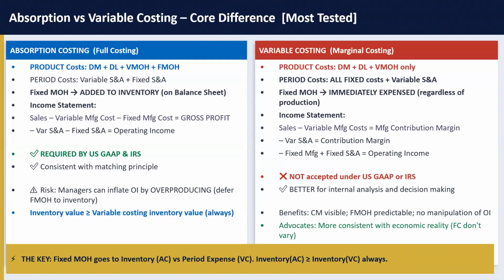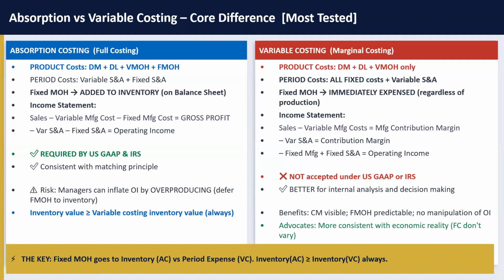Now when it comes to income statement, in absorption costing, you will calculate it as sales minus variable manufacturing cost minus fixed manufacturing cost. It gives you gross profit. From gross profit, you will subtract your selling and administrative expenses, both variable and fixed. That gives us operating income. What is the structure we follow in variable costing? Sales minus variable manufacturing costs gives you manufacturing contribution margin; minus variable selling and admin expenses gives you contribution margin. Contribution margin is nothing but sales minus all the variable costs. Then contribution margin minus fixed expenses gives you operating income.